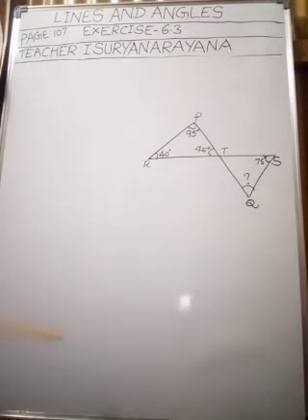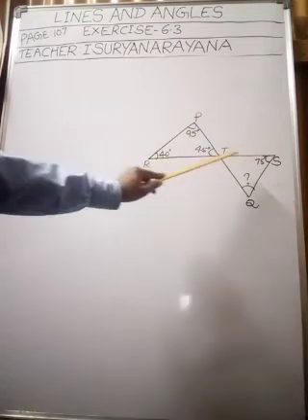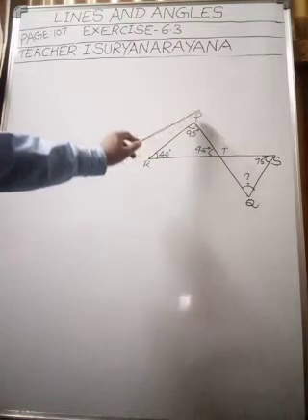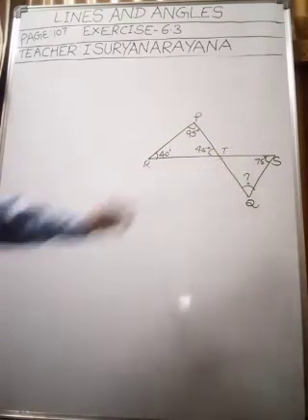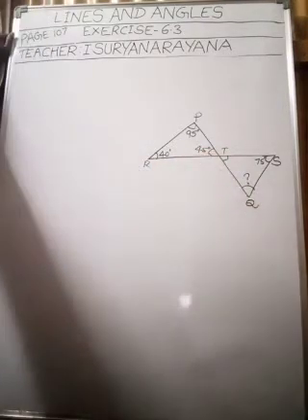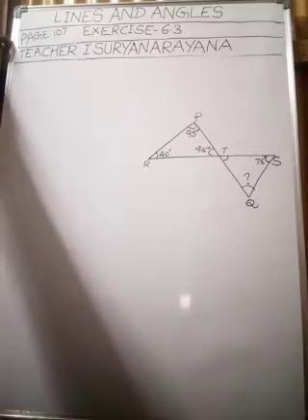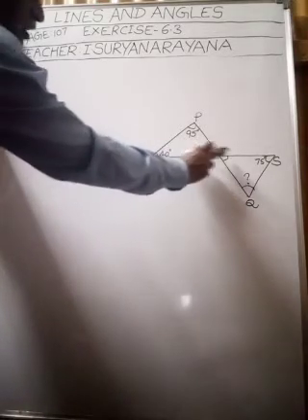Now observe this figure, my children. Here what is given? PQ and RS are intersecting at point T. Then angle PTR, angle STQ, these two angles are said to be a pair of vertically opposite angles. Isn't it or not, my children? Then they are equal. A pair of vertically opposite angles are equal.